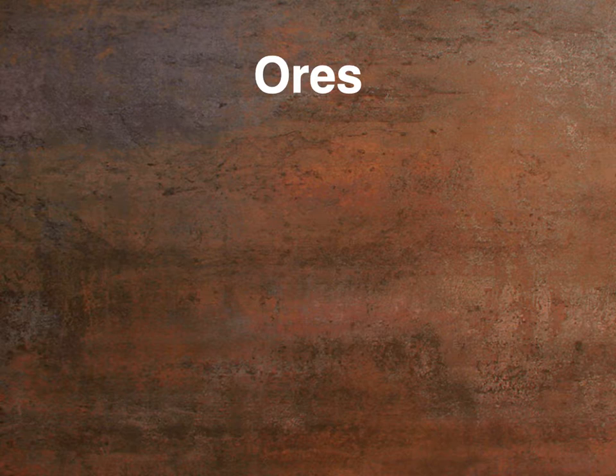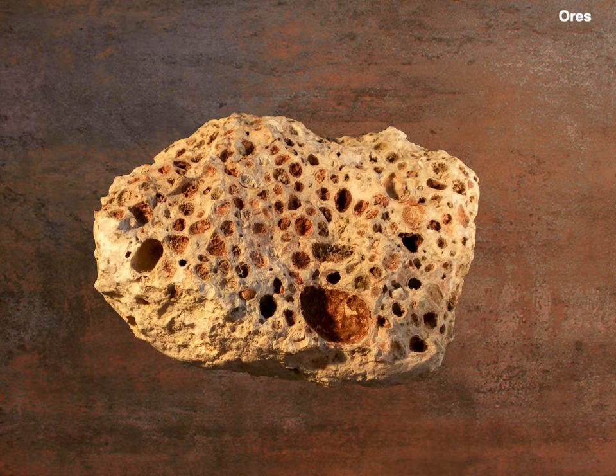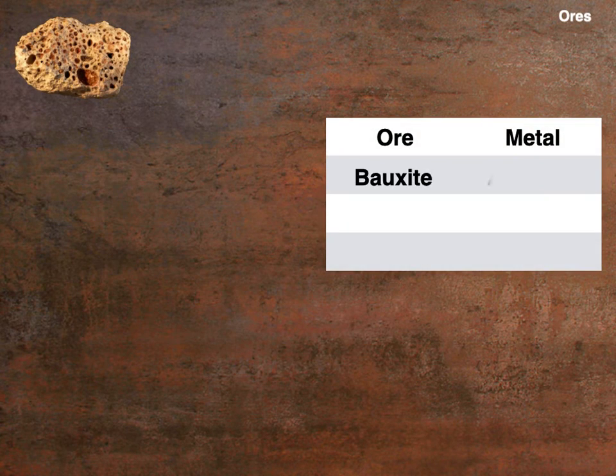Ores are rocks that contain metal compounds. For example, bauxite. Now that might not look very interesting to you, but I'm seeing aeroplanes here because that rock, that bauxite, contains aluminium oxide. Now if we can break that aluminium oxide up into aluminium and oxygen, we can use the aluminium to make aeroplanes, among other things. So bauxite is an ore that contains aluminium compounds from which we can get aluminium.